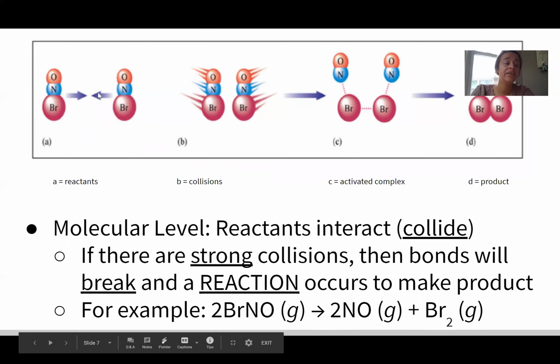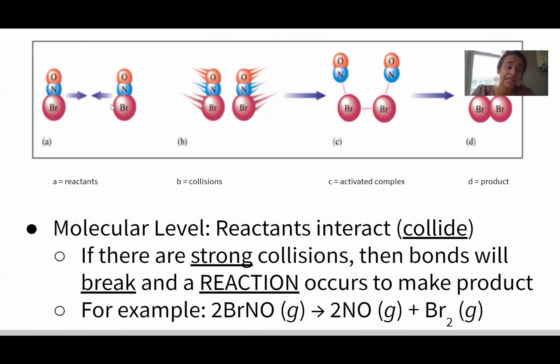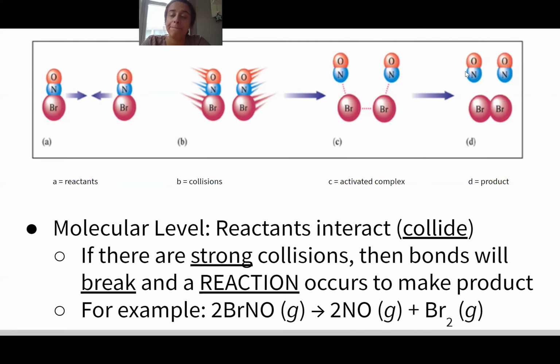You can see here, these are reactants. They come together in a collision. B shows the collision. These lines are meant to signify them crashing together. C is an activated complex, which is like a transition state, which shows them forming this intermediate before they form the products. They form this intermediate with each other before they break off with each other and form the products.